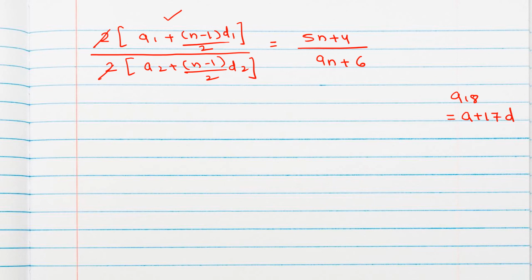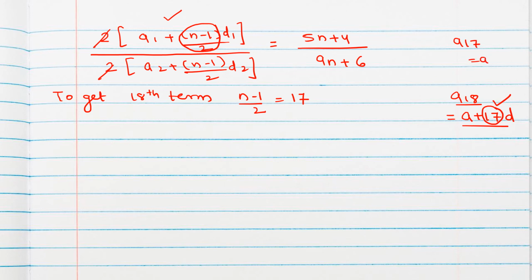So here we got a, yes, we got d also, but this term is not there. That means n minus 1 by 2 should be equal to 17, isn't it? So to get the 18th term, n minus 1 by 2 should be equal to 17, because a18 is a plus 17d. Suppose it was the 17th term, then a plus 16d is the formula, so the coefficient of d should be 16. Likewise we can do. So from this expression we get the value of n. So n minus 1 is 34, so n will be 35.